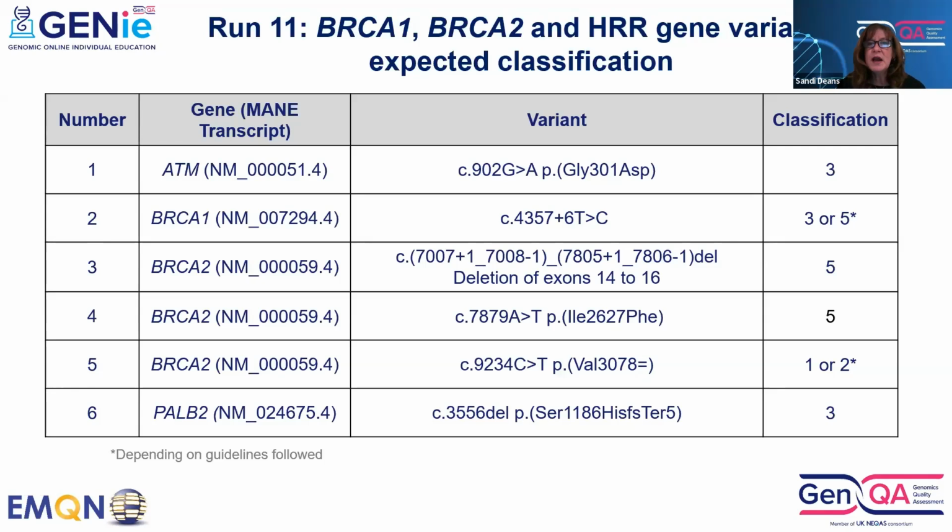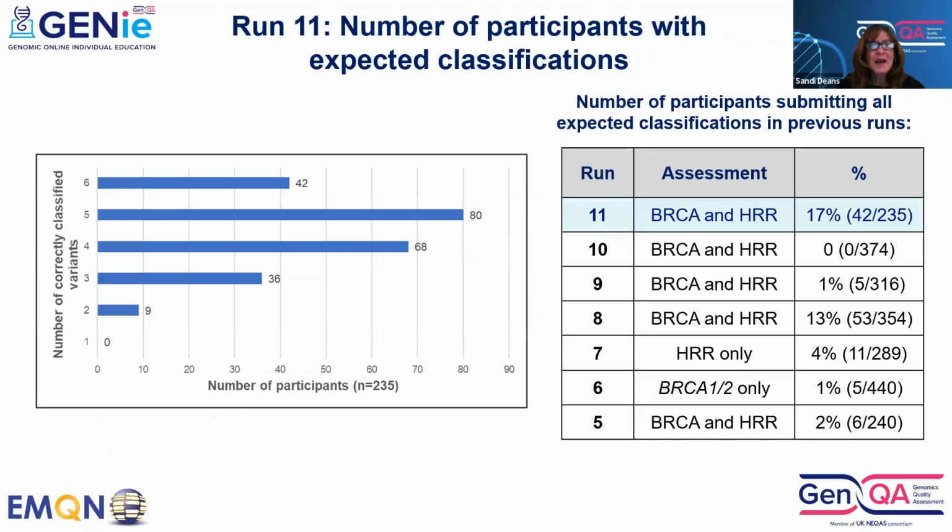And I think this is why these masterclasses are so important, that we can actually understand how the variant can be classified differently depending on which guidelines are applied. So we're going to go into more depth in the webinar as to what guidelines were applied and the impact of that classification. So next slide, please. So this is the number of participants with the reported expected classification. So great news is we can see for this run, we had 17% of participants who obtained the expected classifications for all 6 variants. And it's the first time we've had such a high proportion of participants getting the expected results.